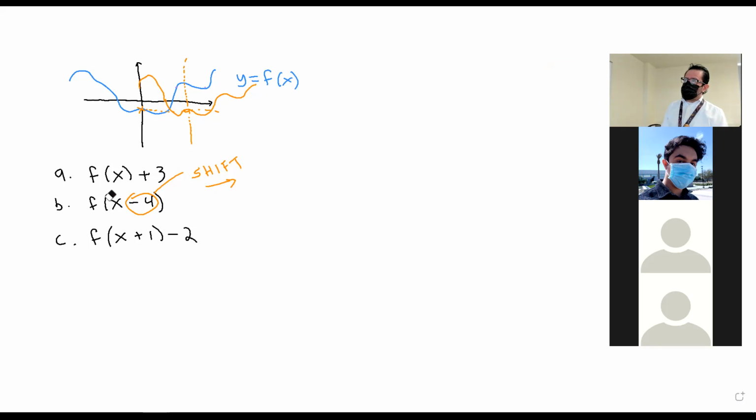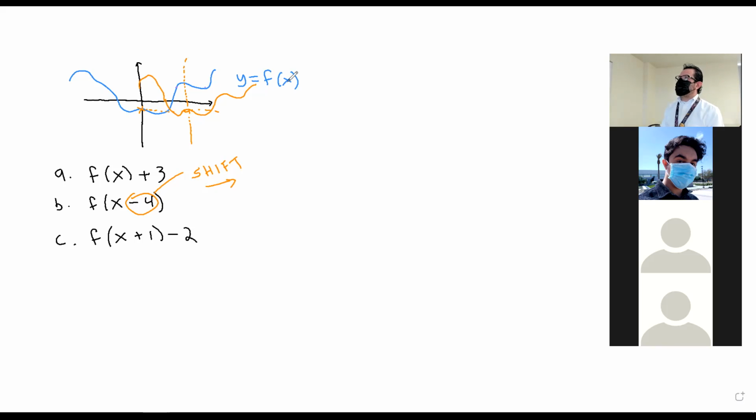In B, notice that the -4 is inside the parentheses of the function. The difference between B and A, Andres, is that in A the number is outside the parentheses of the function, and in B it is inside. If it's inside, it means that the shift is going to be horizontal. So the movement is going to be horizontal, right? And how many units am I going to shift it? 4 units. Since it's negative, remember that if it's negative, the shift is going to be to the right.